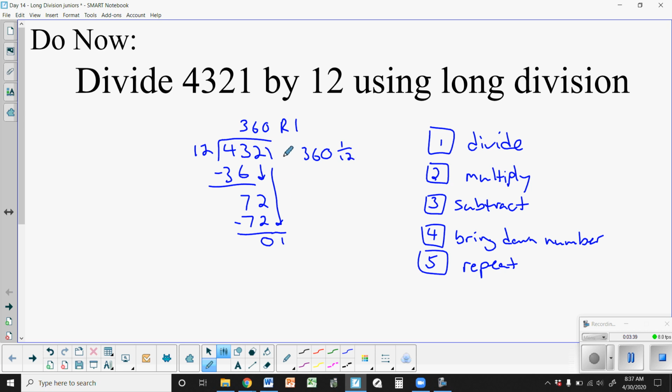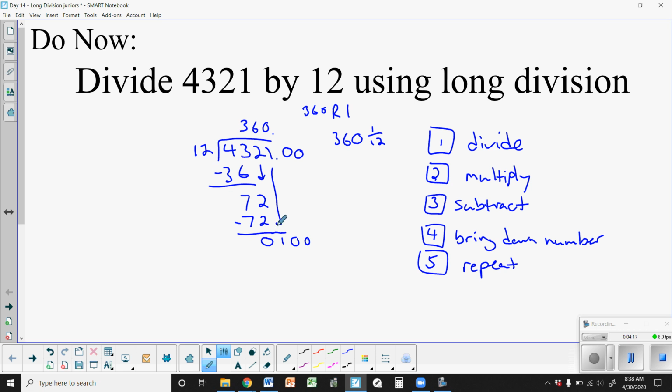Now there's another way that we can do this, and that's right, we can put a decimal point here and we just keep dividing. So we leave the 360 up here, put a decimal point, and then we just add a 0. It can't go into 10. So then what do we do next? If it doesn't go into 10, then we bring down another number. So how many times does 12 go into 100?